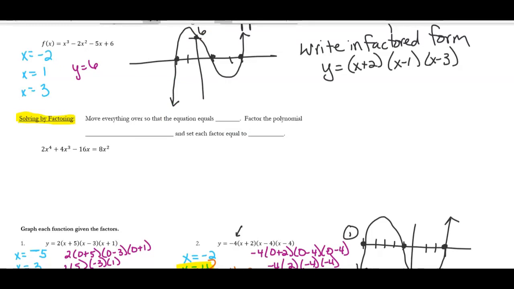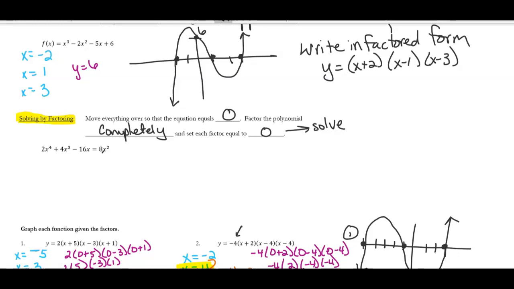For solving by factoring, we've done a ton of factoring. You've gotten pretty good at factoring. You have to move everything over so it equals 0, and then you're going to factor the polynomial completely. And then you set each factor to 0, and then you solve.